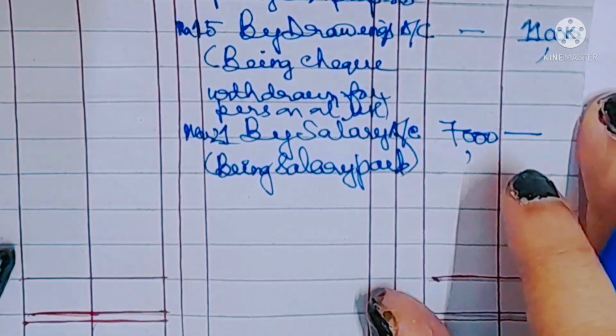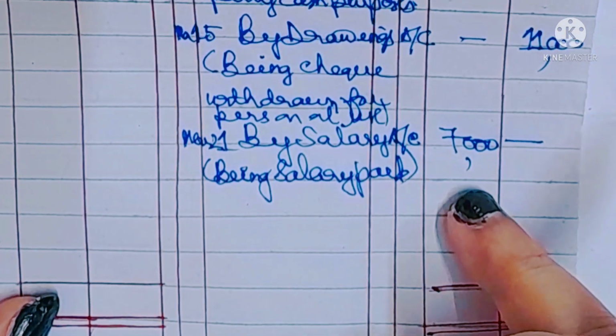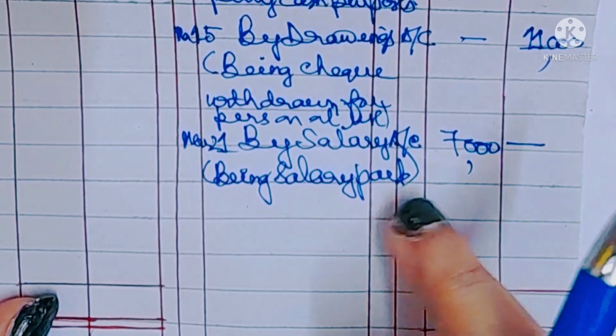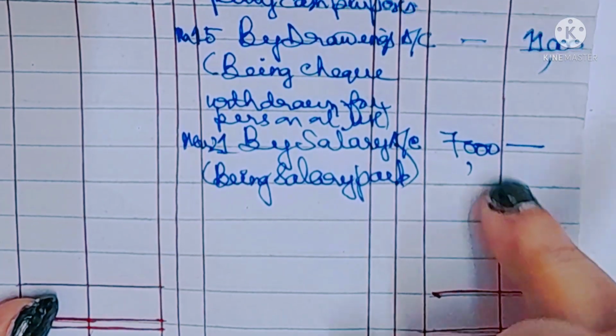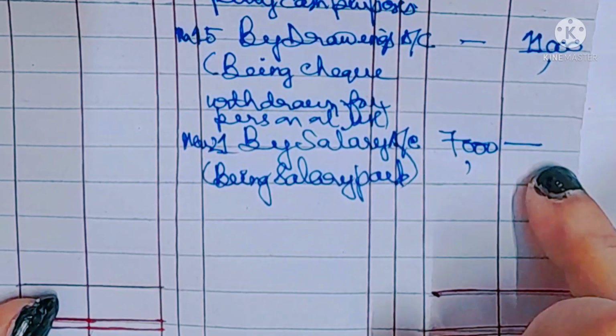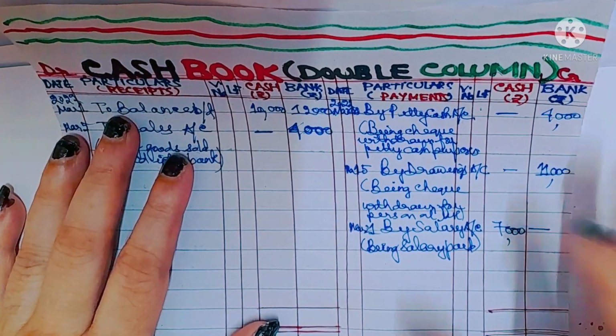And moreover, cash column represents cash account. Cash account comes under real account. According to real account, what goes out is credit. Here, when salary is paid, cash goes out from the business. So cash account will be credited by 7,000. Okay. So now let's see the last transaction.